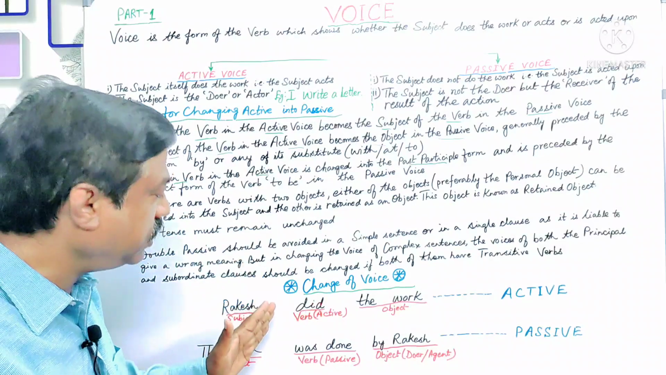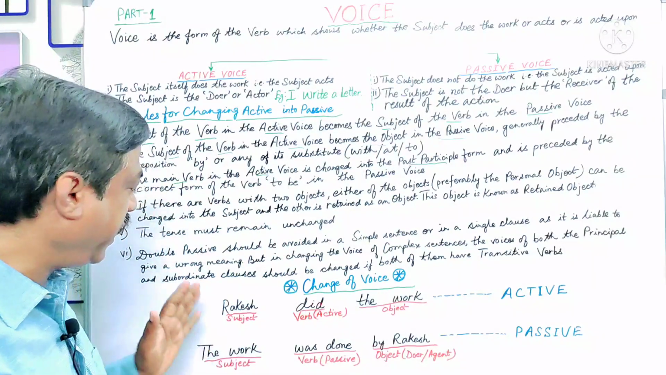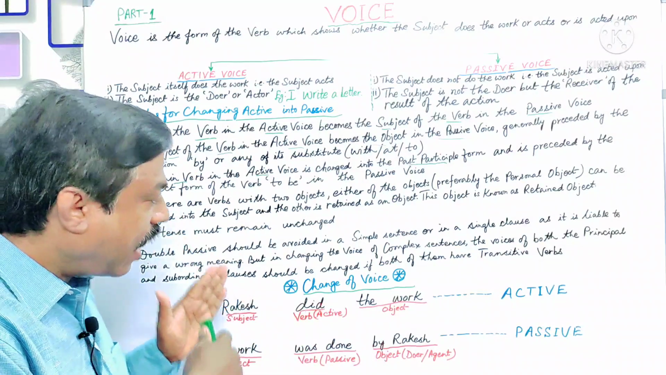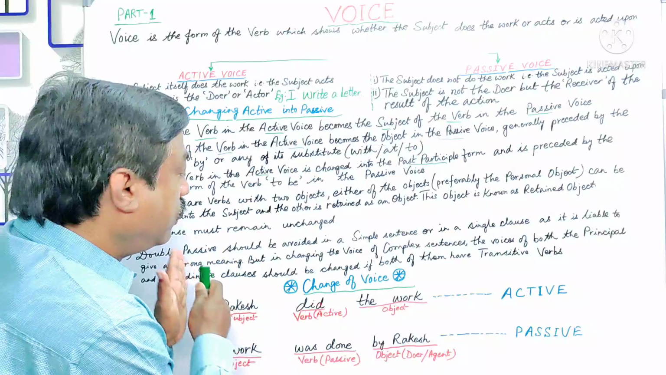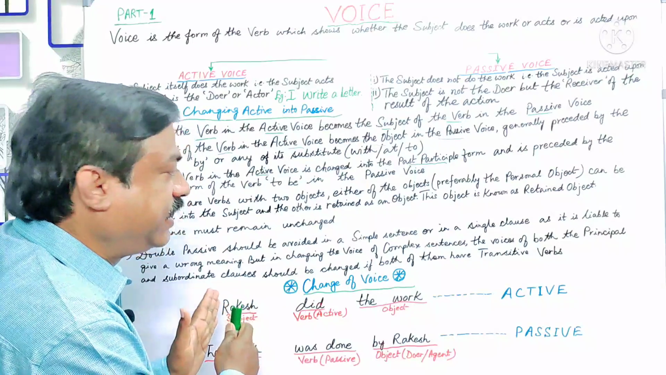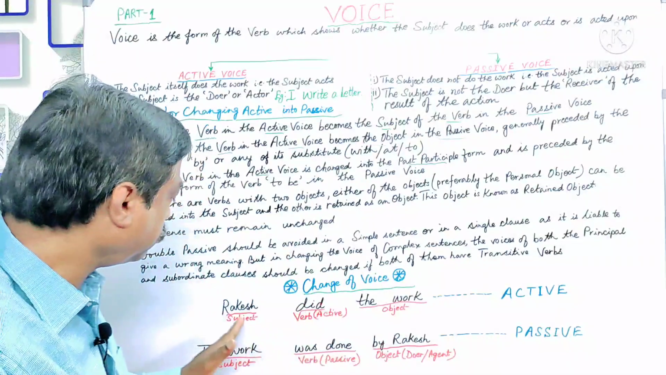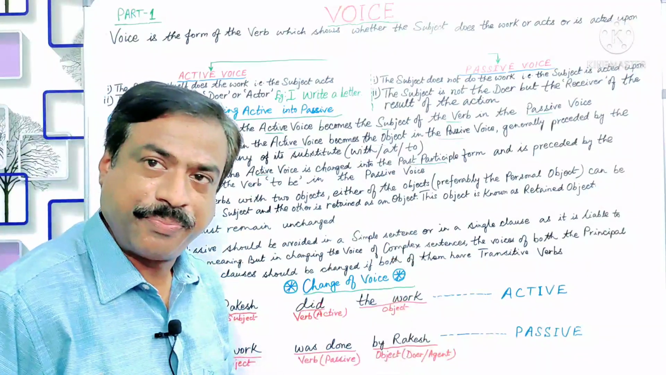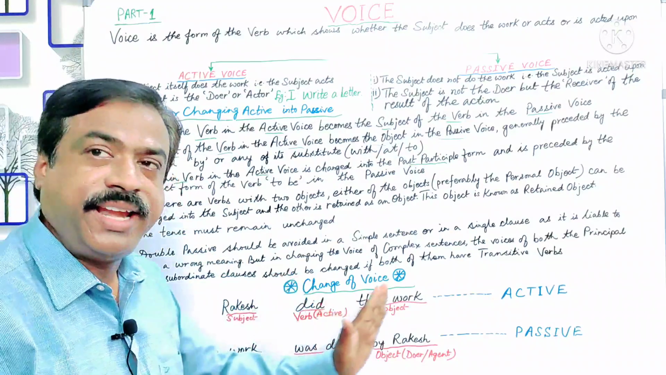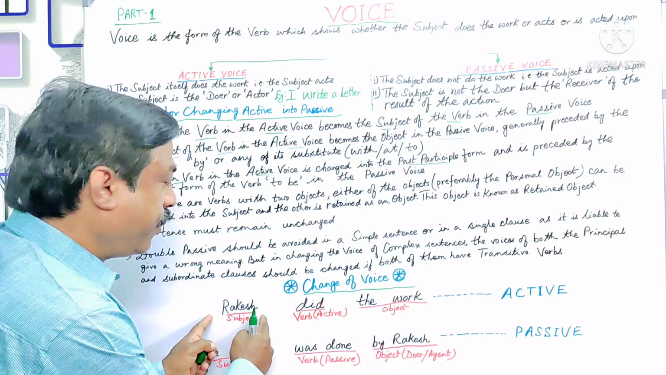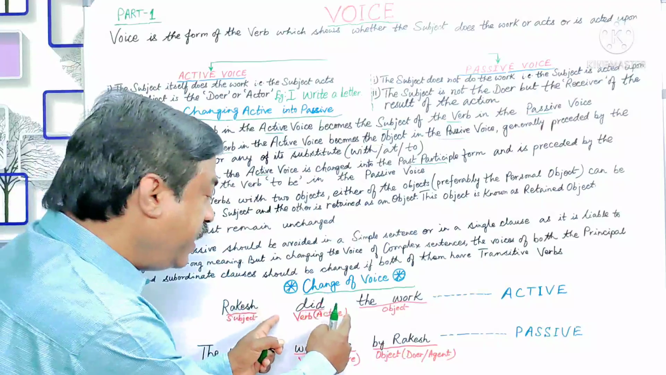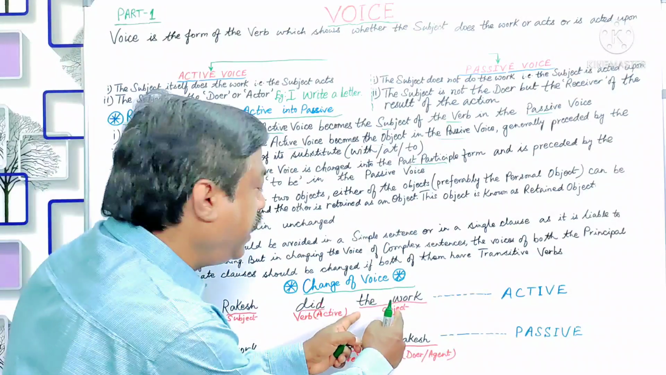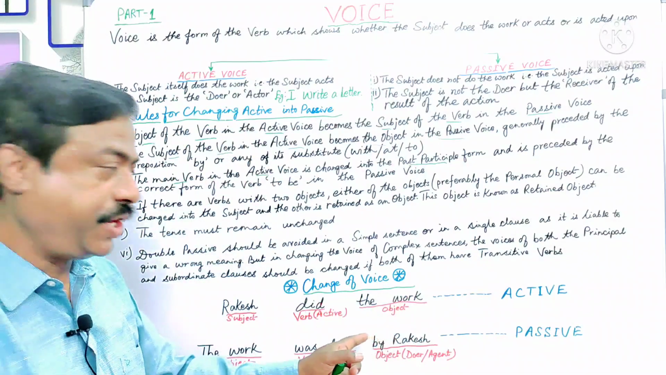Now, I will tell you a sentence. Here I take a sentence. It's a very simple one, and I will show you how this active voice is changed into passive. The sentence is, Rakesh did the work. Here, Rakesh is the subject, did is the active verb in the past form, and the work is the object.